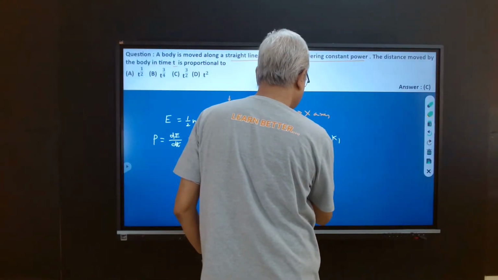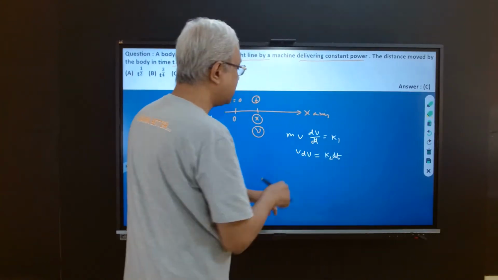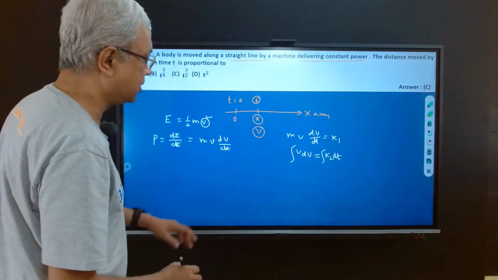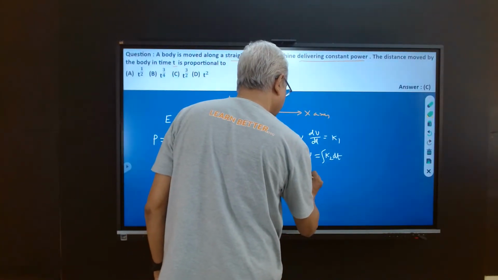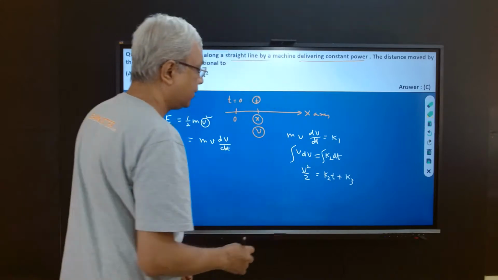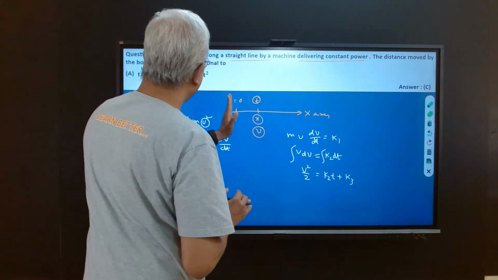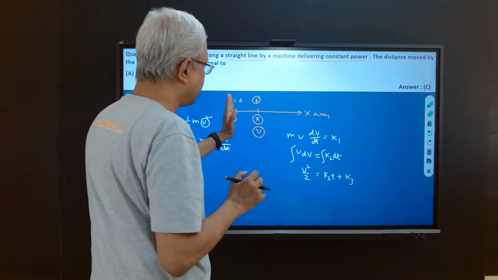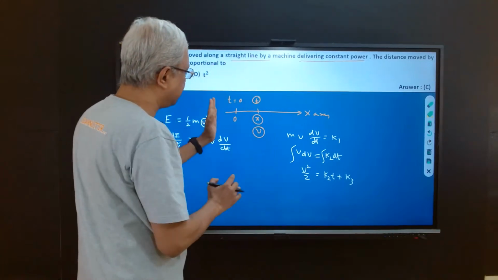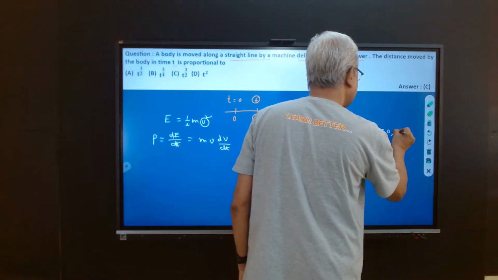Or I can write v dv equal to some other constant k2 dt, where k2 is actually k1 by m. If I integrate both sides, then I get v square by 2 equal to k2 t plus another integration constant k3. Now the particle starts from rest. When the machine starts operating, initially the particle was at x equal to 0, t equal to 0, and then because of the action of the machine, it is moving. So at t equal to 0, you can safely assume v is equal to 0.